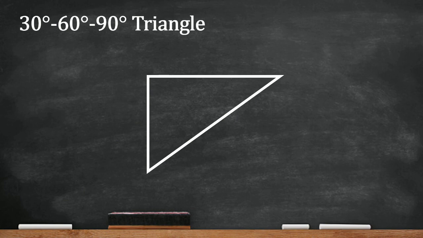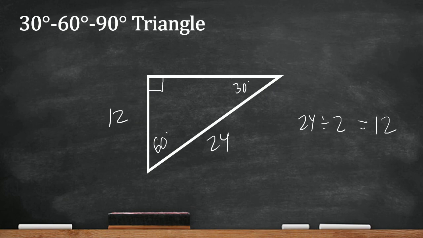Okay, another example. This is 90 degrees, this is 30 degrees, and this is 60 degrees. So the hypotenuse is, say, 24. So divide 24 by 2 to give us 12. Therefore, the side opposite 30 degrees is 12. To get the side opposite 60 degrees, copy 12, then multiply it by square root of 3.